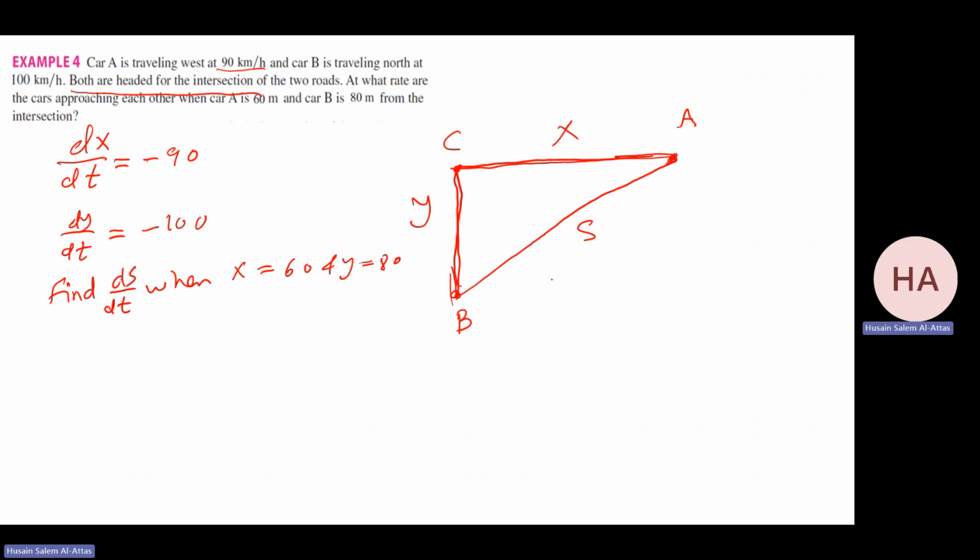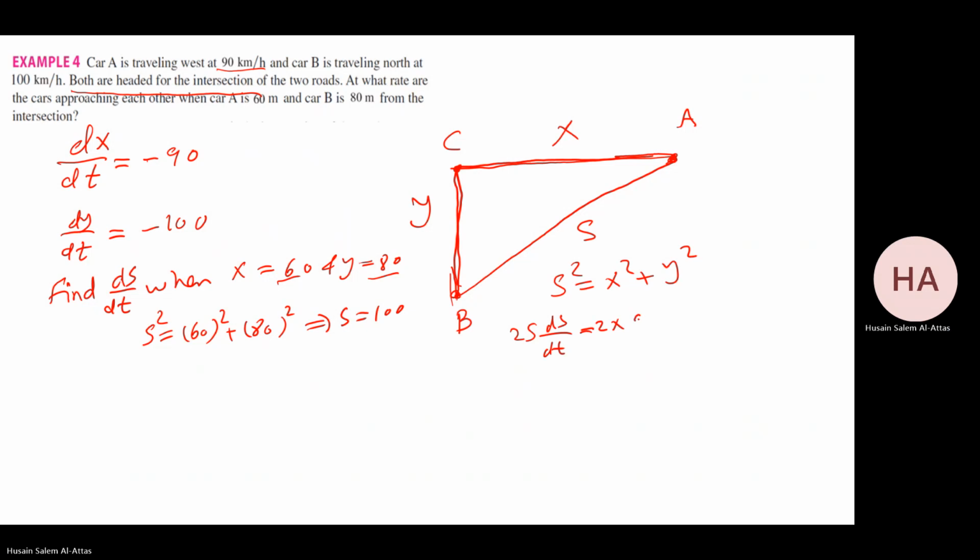Okay, what I have: s squared equals x squared plus y squared. Differentiate. First, when x equals 60, y equals 80, I can use this. s squared will be 60 squared plus 80 squared. Very clear, s equals 100. So now, differentiate this equation and just substitute.